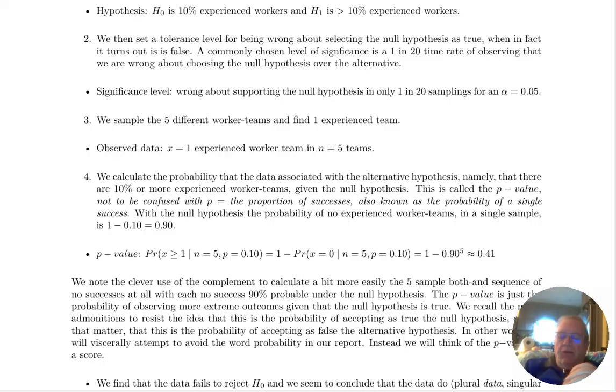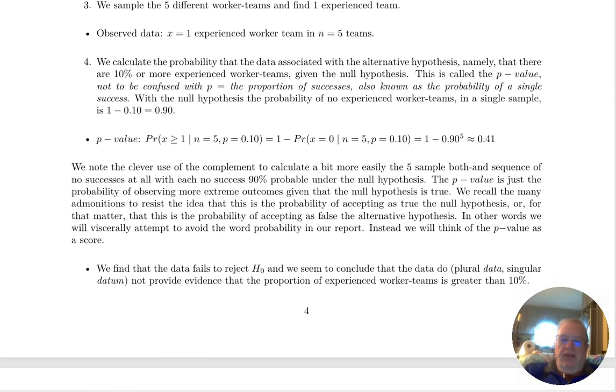Okay, now we can use the trick that the probability of being greater than 1 is equal to 1 minus the probability that it is 0. And that we define as any experienced worker team. That's 1 minus 0.9 to the 5th power. It's a real simple one, because you take 0.9 five times. And that's equal to 0.41. Oh, that's good. Convince yourself of that, though. Clever use, very clever today.